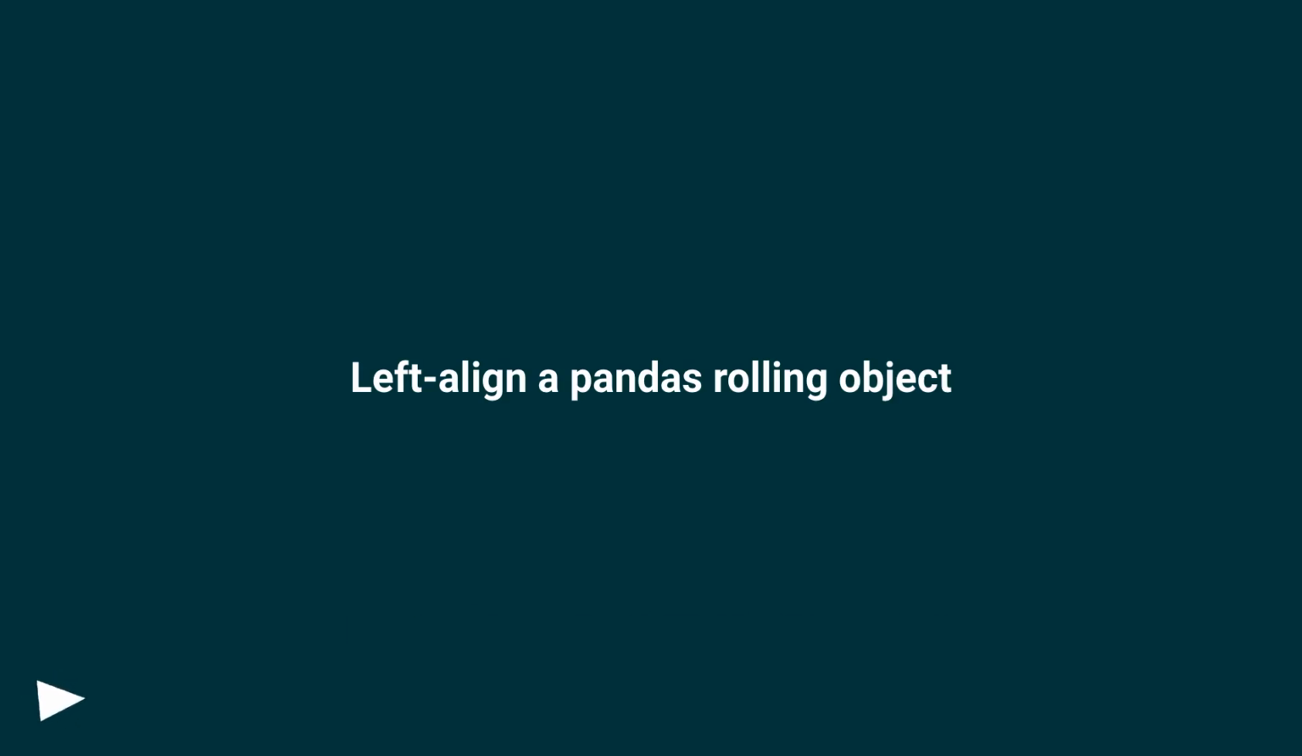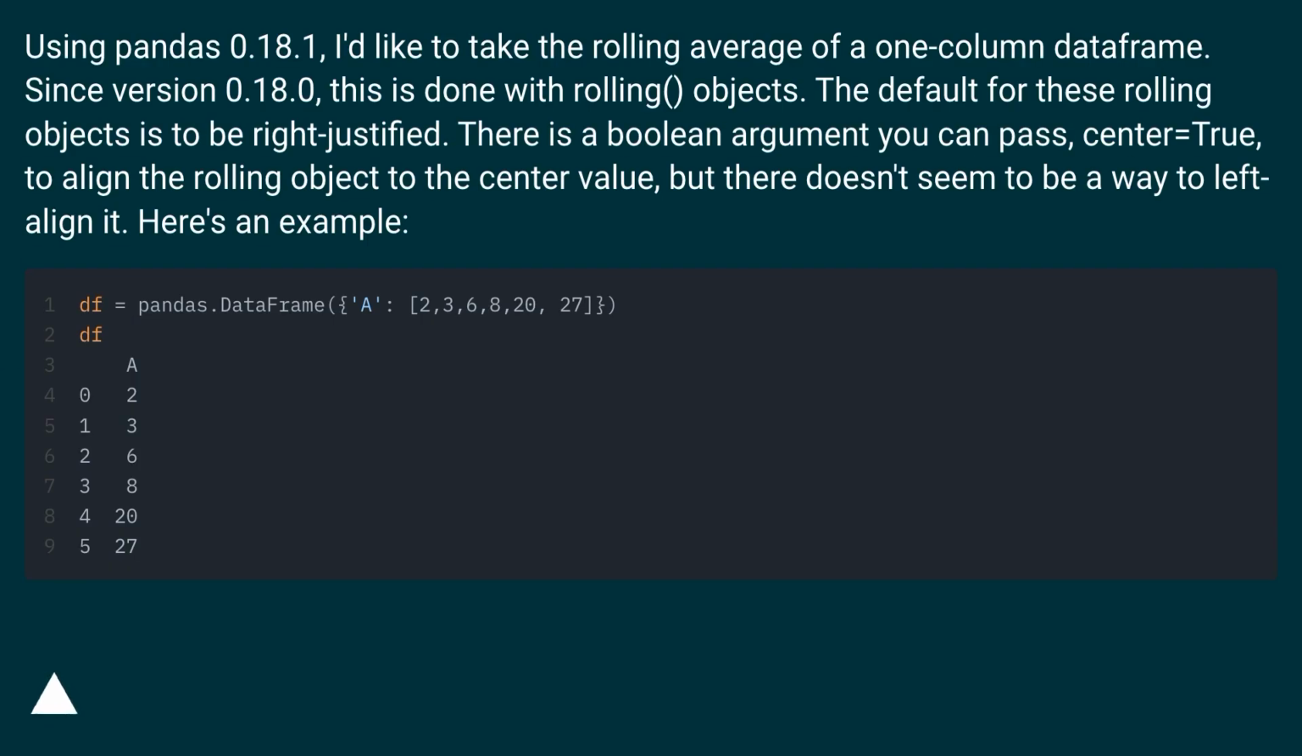Left align a pandas rolling object. Using pandas 0.18.1, I'd like to take the rolling average of a one-column data frame. Since version 0.18.0, this is done with rolling objects. The default for these rolling objects is to be right justified.